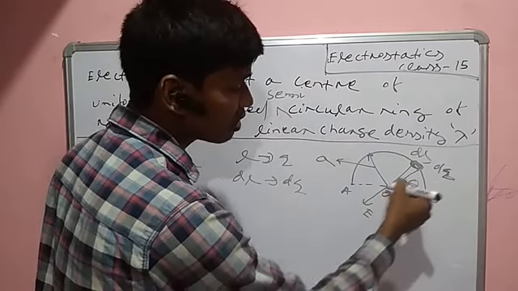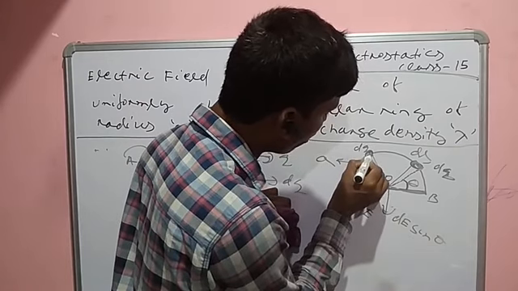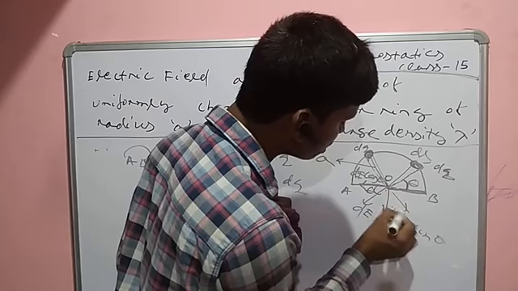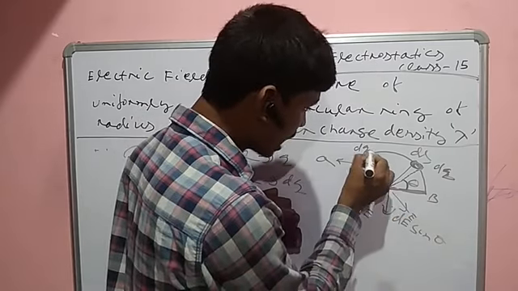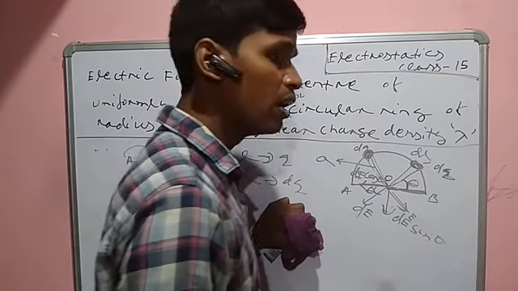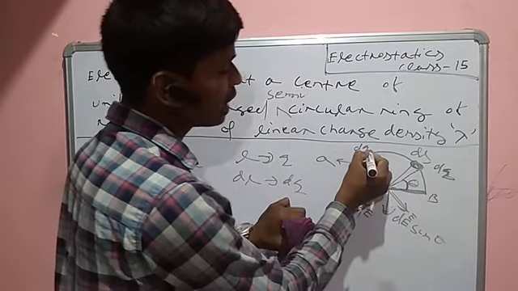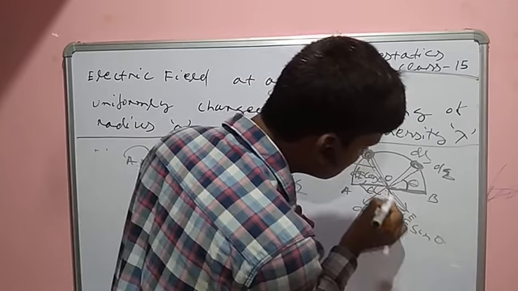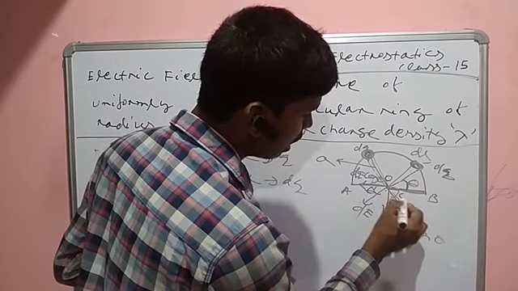Suppose this is another dq charge. Due to this charge, the field is in this direction. Since it is a positive charge, as you already know, the electric field lines of force point outward. So due to this dq charge, the electric field direction is this. Suppose this angle is theta.